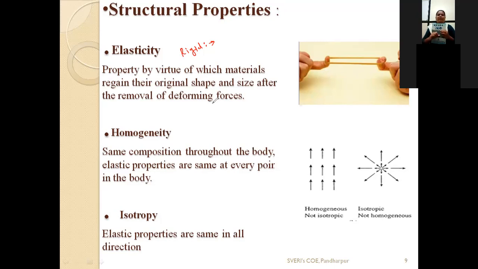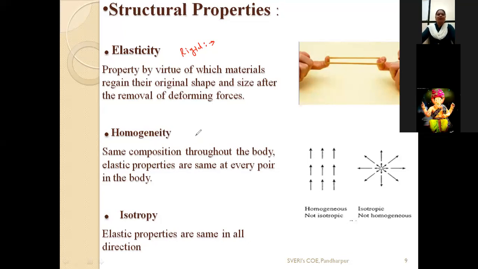Once again I will explain. I have taken this diary and I am hitting my hand on the diary. At that time, in which material does deformation occur, in the diary or our hand skin? Deformation occurs in our skin. So elastic property is in our hand and rigid property is in the diary.